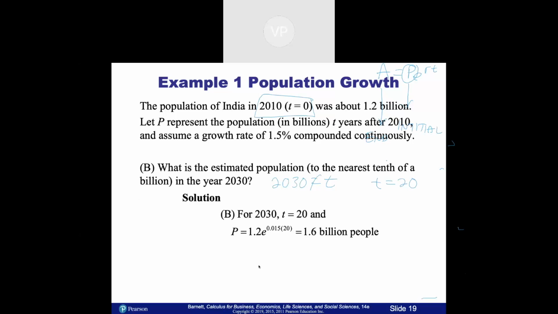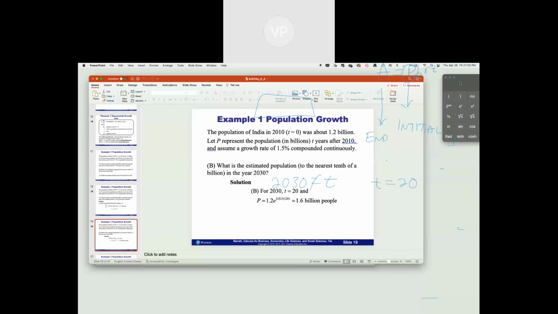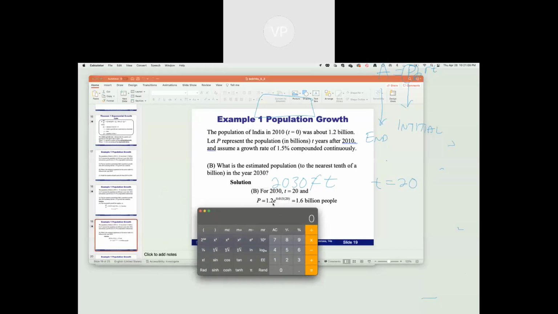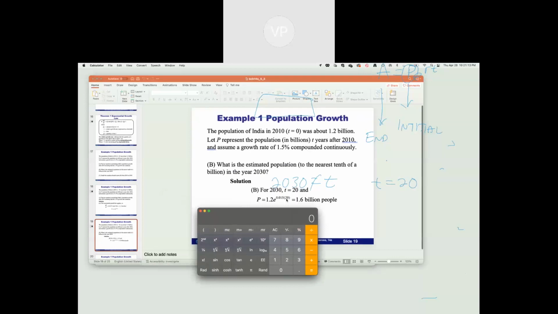And how did they get 1.6 billion? Okay, and I'm going to show you. Get our calculators out right here. This is what we plugged in 20 for. This can all be done in one step in the calculator, and I want to make sure you know how to do this. Start by doing the power. I'm going to do 0.015 times 20. And that is the power of E right there. And if you recall, there's a button right here. When I push this button, it calculates e to the power of whatever is showing on my screen. So I hit that button and I get this. And now I multiply it by 1.2.